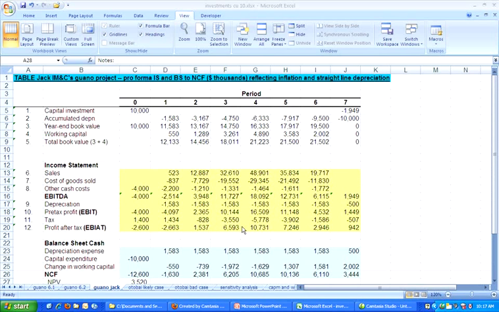This $6.6 million in earnings before interest and after taxes is the cash flow of the project resulting from changes in the income statement accounts. But we haven't yet gotten to the net cash flow of the project. For that, we have to consider changes in cash due to changes in balance sheet accounts.